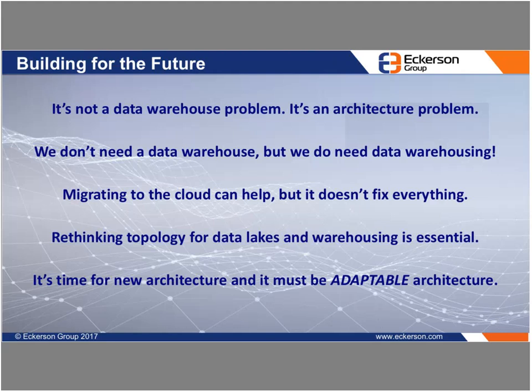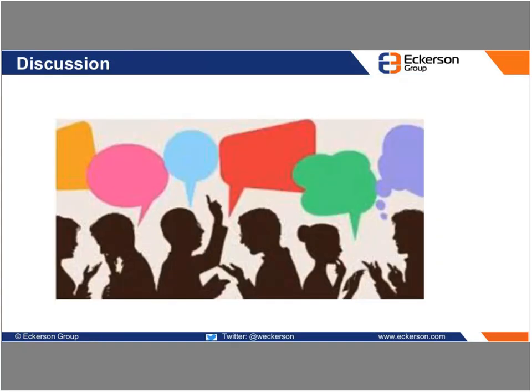Migrating to the cloud will help, but it's not the whole solution. Rethinking the topology for data lakes and data warehousing is the must-have. What I see in a lot of architectures these days is an old data warehouse architecture, a new data lake architecture, and some patch to make them communicate with one another that looks to me like a duct tape solution. So it's time for a new architecture, and when we design this new architecture, it must be adaptable. Out of Wayne's points of characteristics for architecture, I'd say adaptable has to be way up there at the top of the list. And with that, I will pass it on to discussion, and I'd love to hear comments from the rest of the panel and from any attendees.